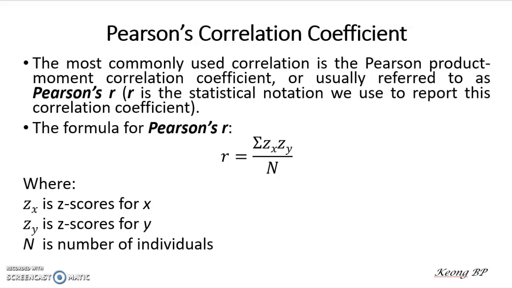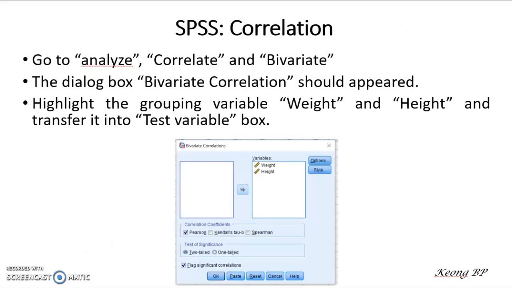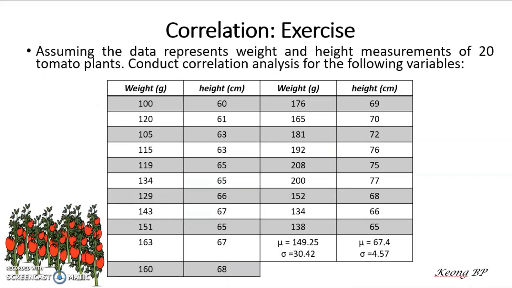So what we're going to do is try to get the R value, or the correlation coefficient value, by using SPSS software. We will try to do that by using one example. The question says, assuming the data represents weight and height measurements of 20 tomato plants, and you are interested to know whether the height and weight of these tomato plants are correlated. So you need to conduct a correlation analysis for the data that is shown in this table.